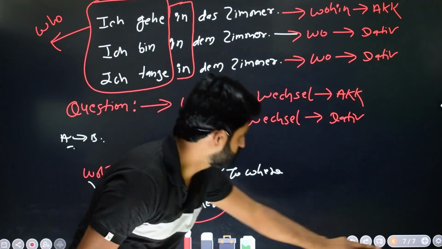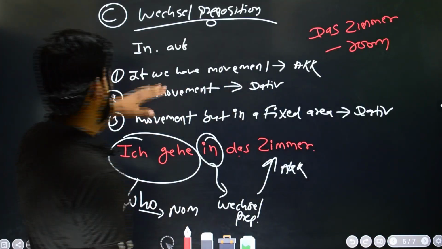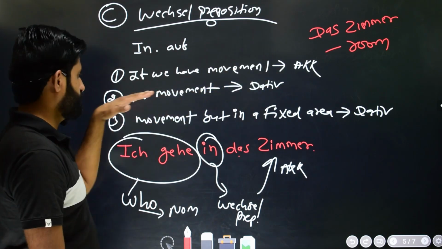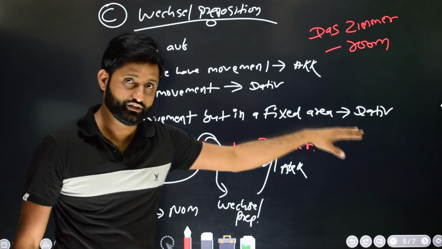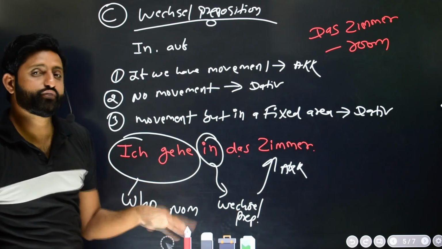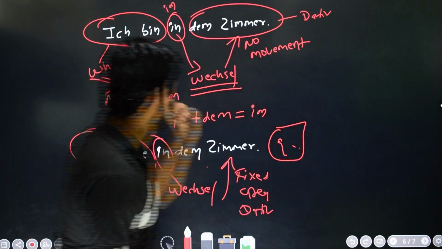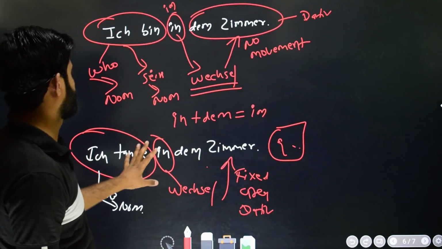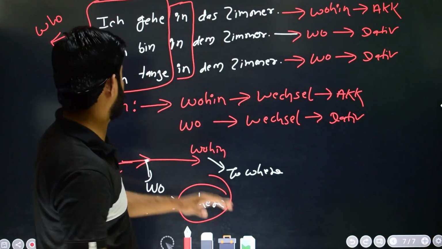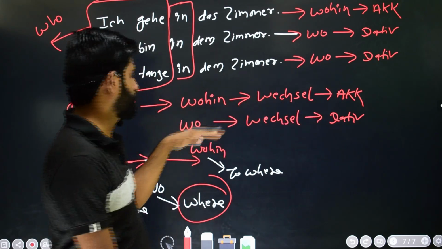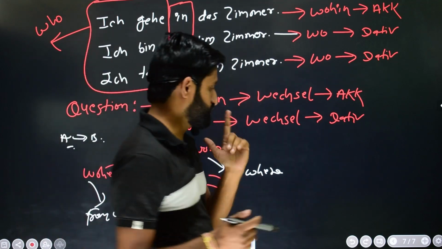The first one was with the help of movement and no movement. Like if you have movement, accusative. If we don't have any movement, then it will be dative. If movement is there, but it is in a fixed area, then it will be dative. So this rule may be complicated for you to identify when we have movement and when we don't. So the easiest way to identify is with the help of a question. When we have the question with wohin, then it will be accusative. Question with wo, then it will be dative. So this was the third way to identify the accusative sentence.